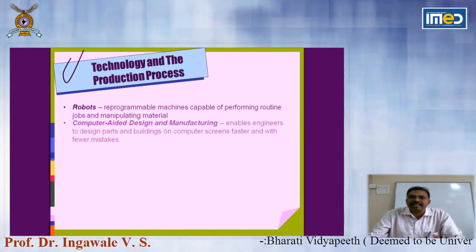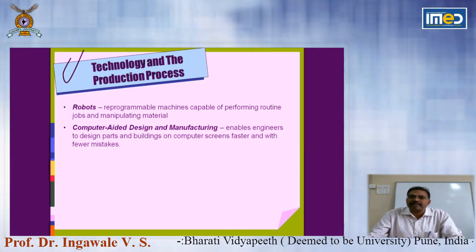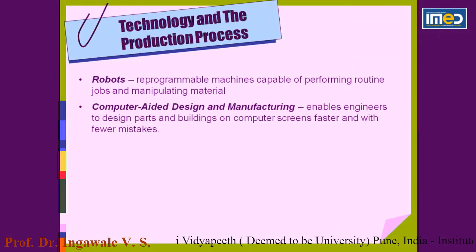Then next, concepts related to technology and the production process. So here in many industries nowadays, in multinational industries, robots are used. So robots are reprogrammable machines capable of performing routine jobs and manipulating material. Then computer aided design and manufacturing.